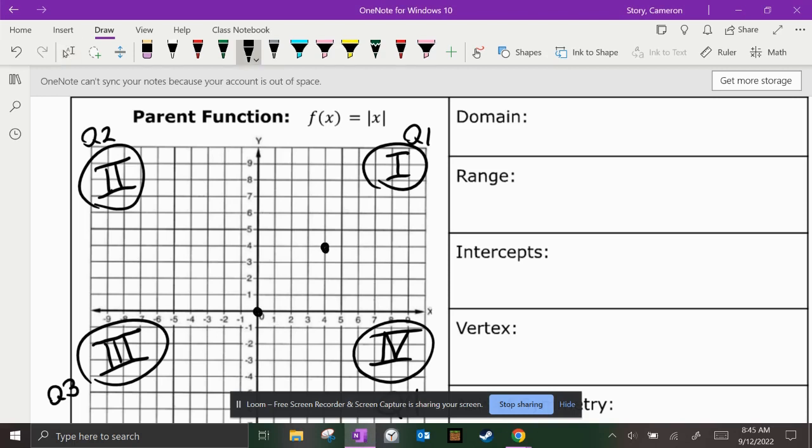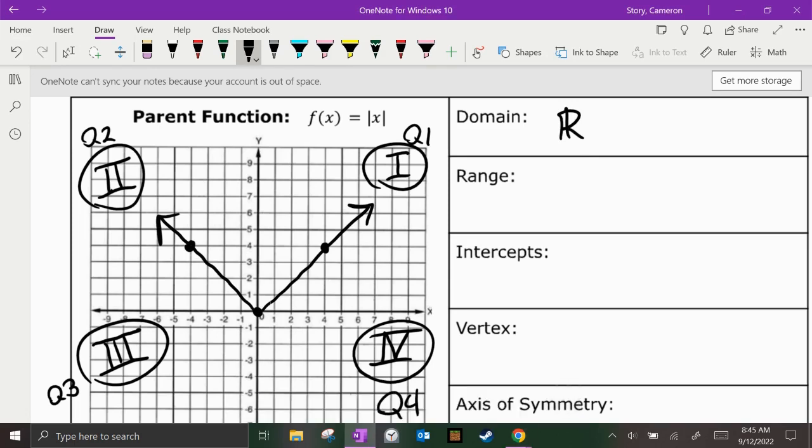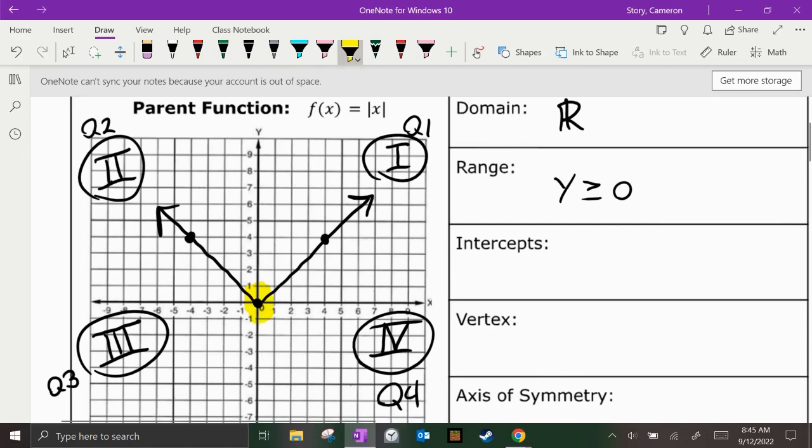We can use the point 4, 4 and the point negative 4, 4, just to get my two lines, and these will go on forever, to the left and to the right, which means, of course, that the domain is all real numbers. Okay, it goes out forever, left and right forever. The range, up and down, it does have a minimum. So to write the range, we would say that it's all the y values greater than or equal to 0, because that is the lowest point, aka the minimum of this graph right here.